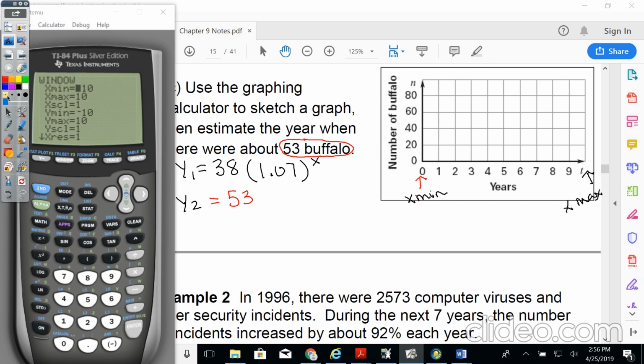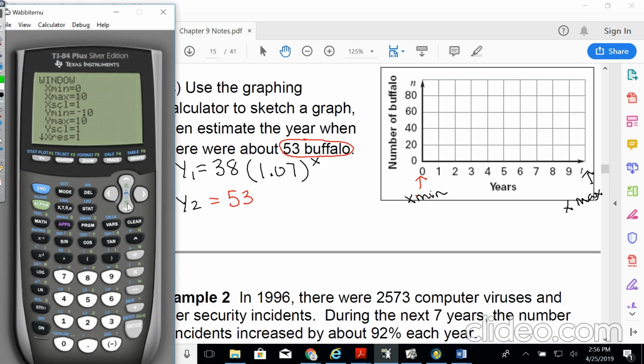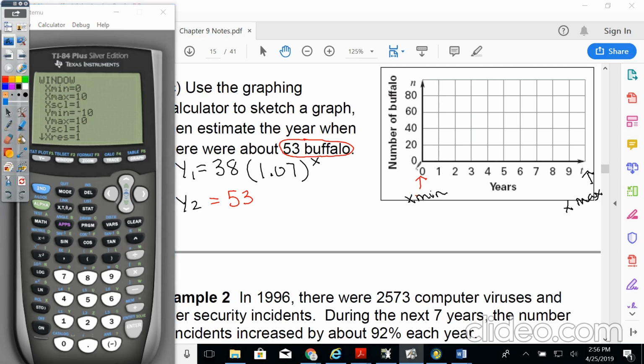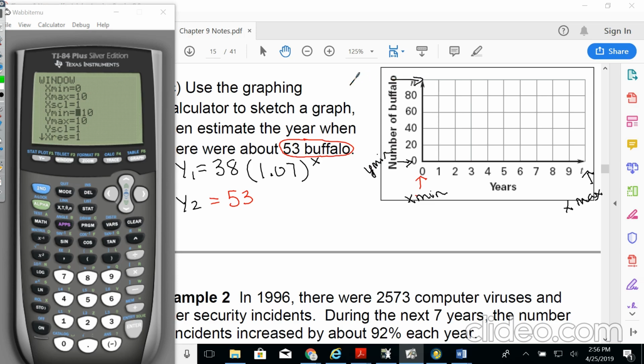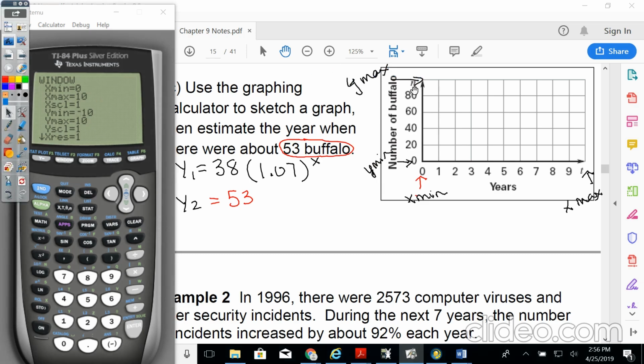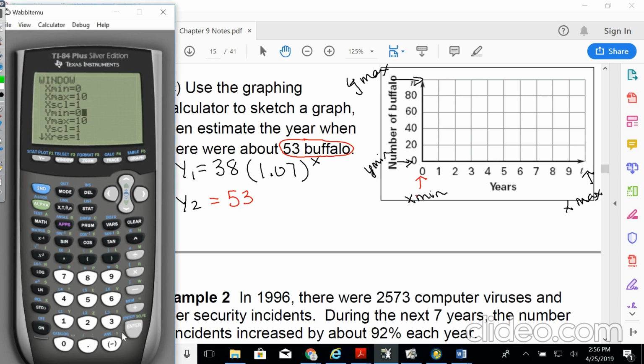And scale is what it counts by. So I want to start at 0, go to 10, count by ones. And then the y min is here, and then the y max is up here. So then we go 0 to 100. If we go one above it, 100.